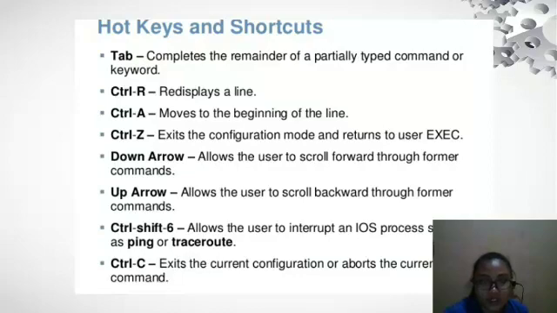Hotkeys and shortcuts. Tab completes the remainder of a partially typed command or keyword. Control R redisplays a line. Control A moves to the beginning of the line. Control Z exits the configuration mode and returns to your user exec. Down arrow allows the user to scroll forward through former commands. Up arrow allows the user to scroll backward through former commands. Control Shift 6 allows the user to interrupt an IOS process such as ping or traceroute. Control C exits the current configuration or aborts the current command.